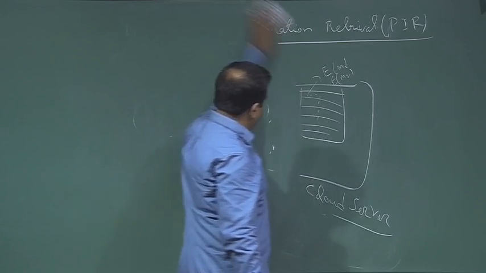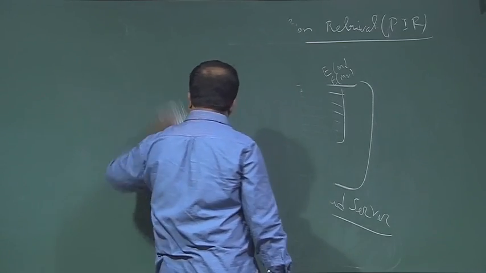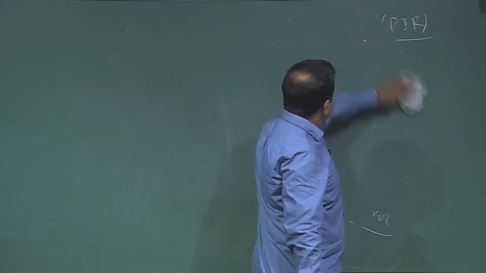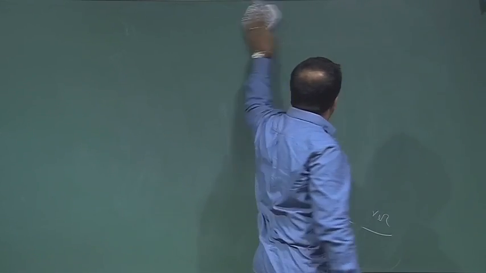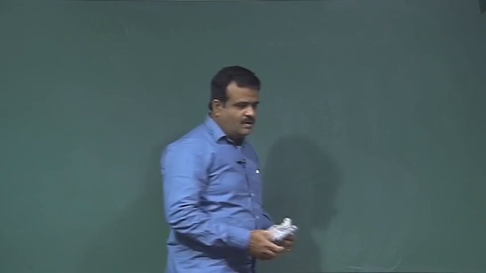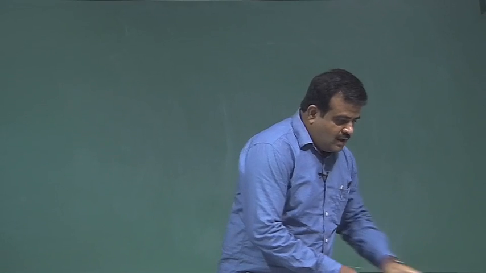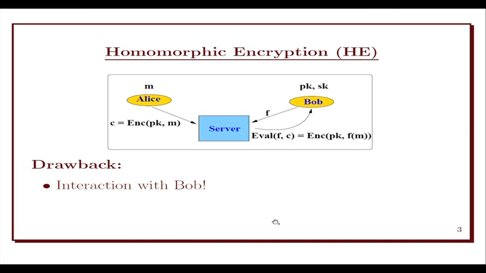Okay, so this is an application of PIR. There also we need homomorphic encryption in order to have our query successful. Okay, so this is the general structure of homomorphic encryption. The drawback of this is basically that every time we need to interact with Bob. So this is one of the drawbacks. We will talk about a more general version of it, which is called functional encryption.